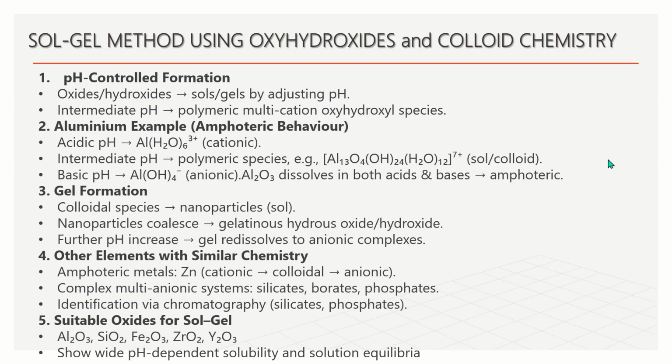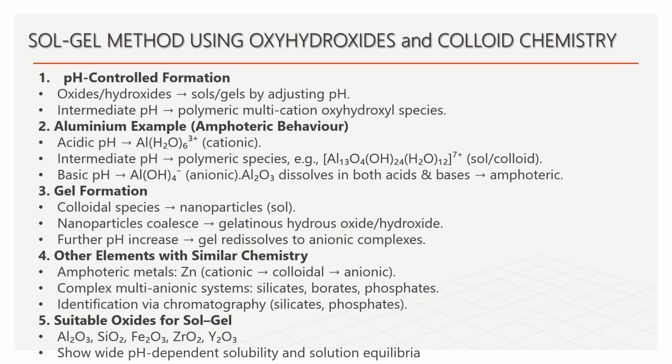Another very important soft chemistry approach is the formation of sols and gels from inorganic oxides and hydroxides simply by adjusting the pH of the solution. This works especially well for elements like aluminium, whose ions change structure depending on whether the solution is acidic, neutral, or basic. So, let us discuss this using aluminium as the example.